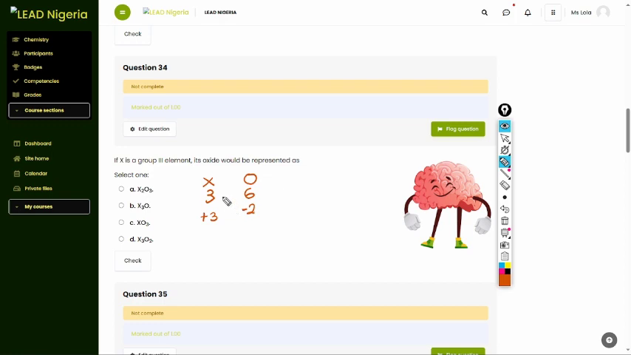So what we do here is we exchange the valencies of each of them. The valency refers to the combining power, the numbers here without the charge. So 2 goes to X and 3 goes to oxygen. So you have X2O3. So the correct answer is A.